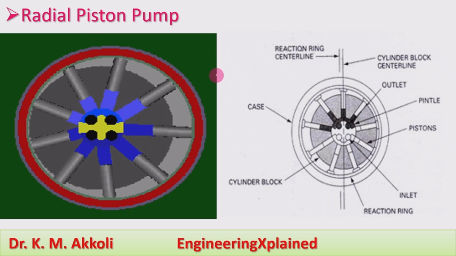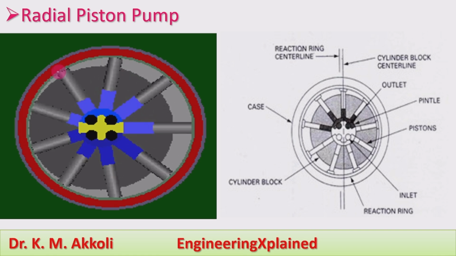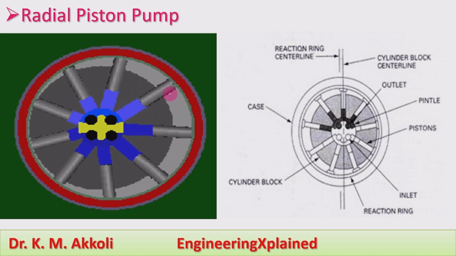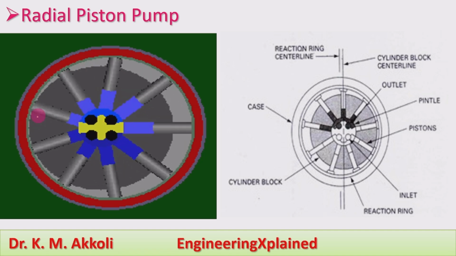This radial piston pump is very similar to that of the vane pump. Instead of vanes, here we use the piston and cylinder. The slots and the vanes whatever we have used in the vane pump, here the cylinder and pistons are connected. And whatever these pistons are, they will be connected to the casing that is provided.